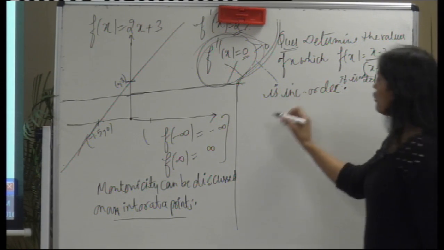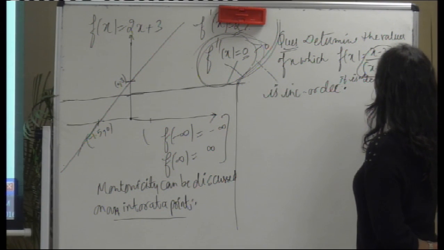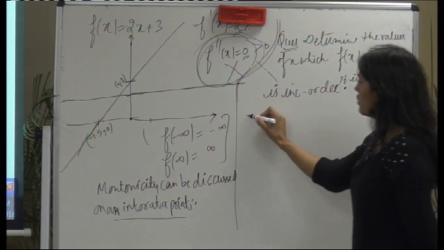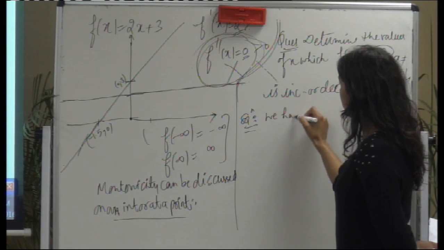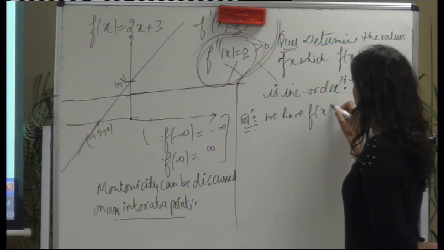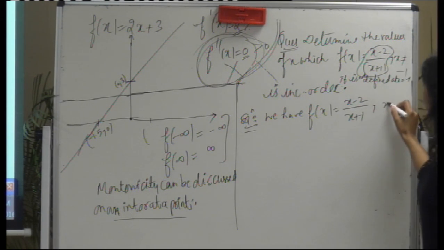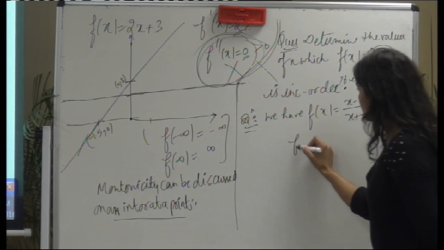Okay. Now to know the behavior, can you draw this graph? How to check the increasing and decreasing behavior of this now? First thing, for the solution, what will we do? We have f(x) as (x minus 2) upon (x plus 1), x not equal to minus 1. Derivative is how much?